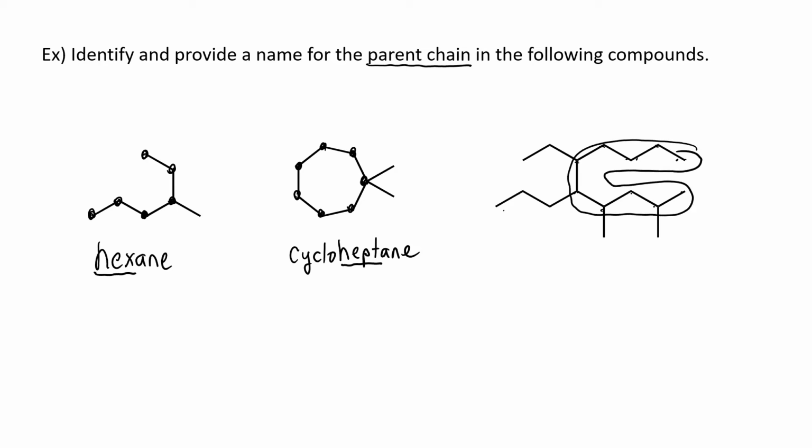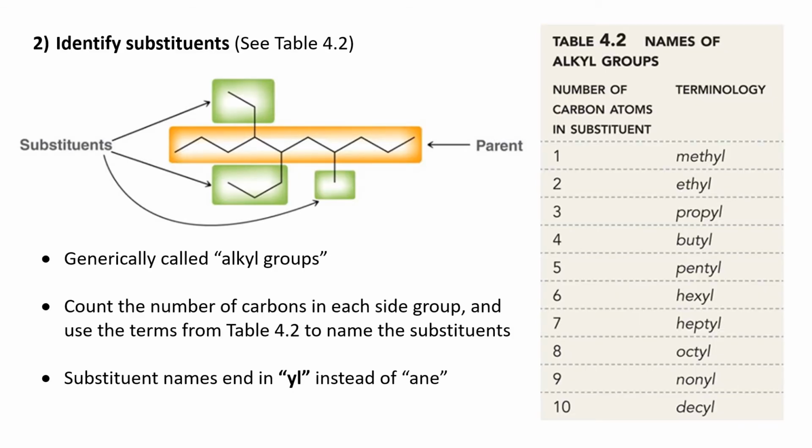So in this case, our longest chain would be called decane. 1, 2, 3, 4, 5, 6, 7, 8, 9, 10. So that's decane, and dec is for 10. The next step in naming an alkane is to identify the substituents. So remember, a substituent is simply a branch off of the main chain.